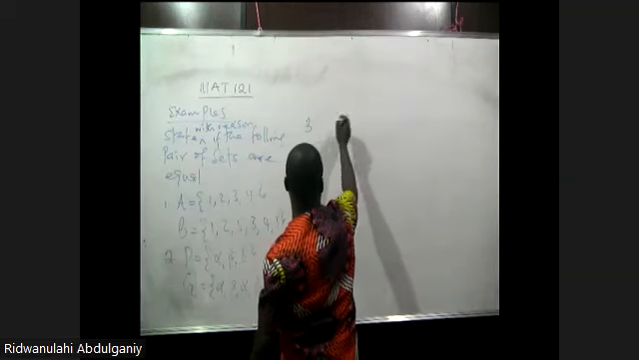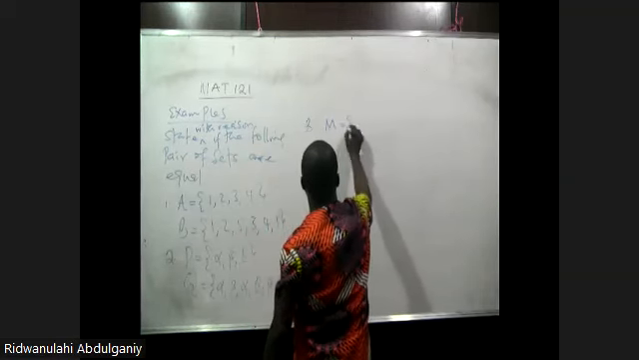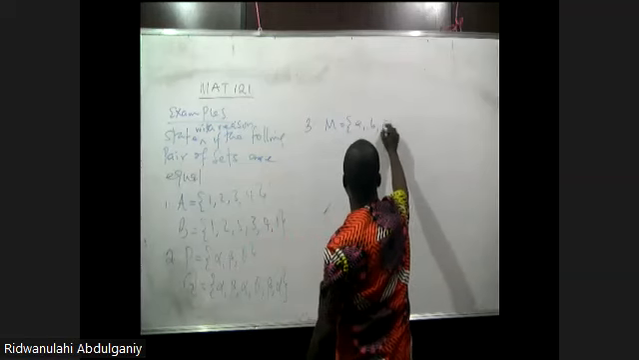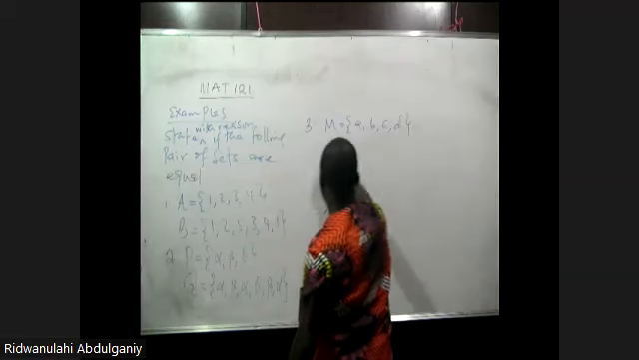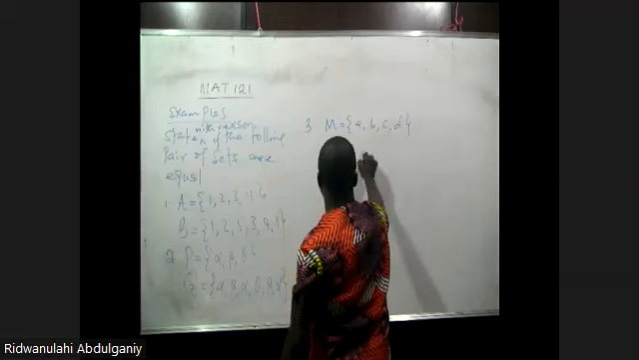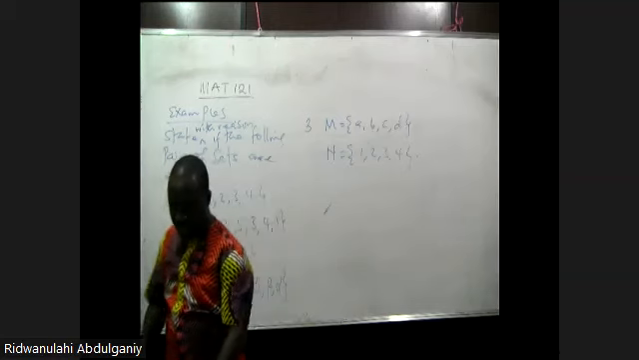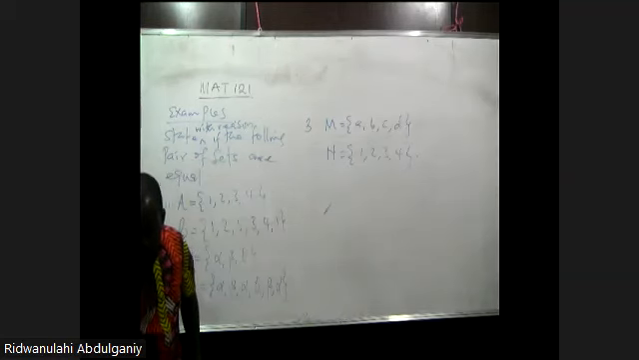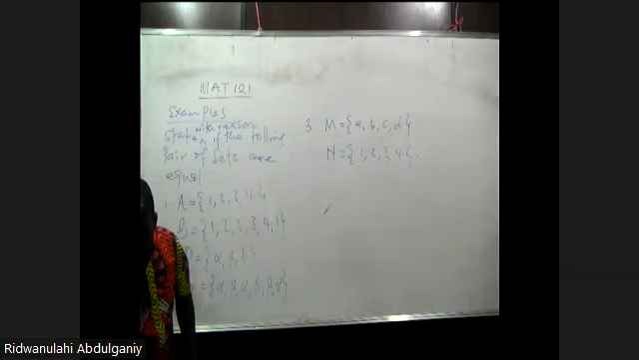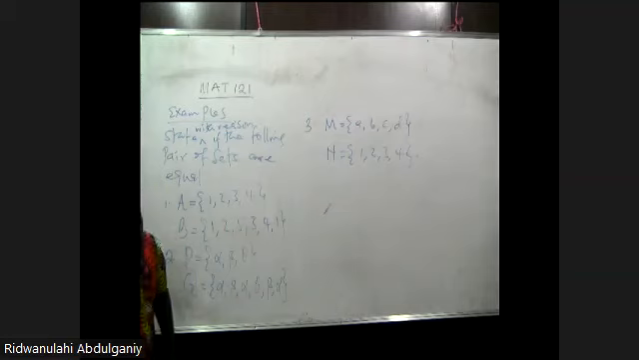I have set M equals {A, B, C, D} and set N equals {1, 2, 3, 4}. Let's start with the first one. Are they equal? Question number 1: are the two sets A and B equal? If yes, why? If no, why? You must state a reason.